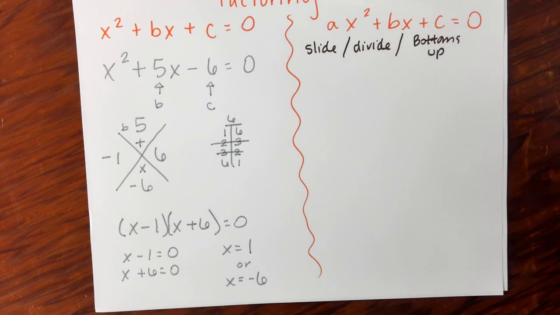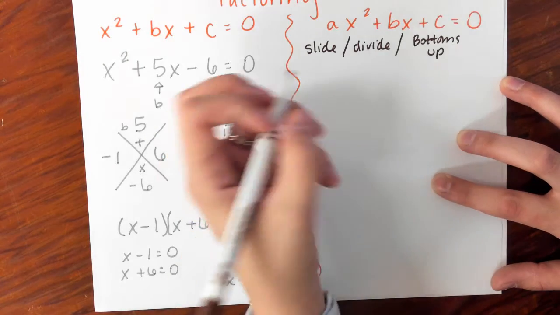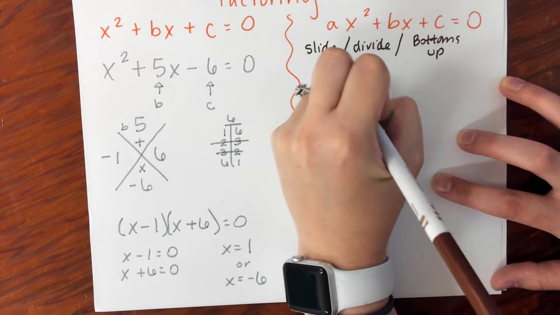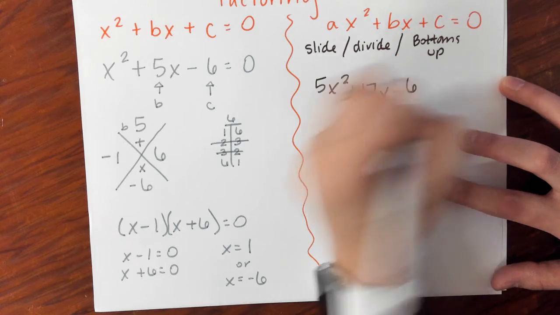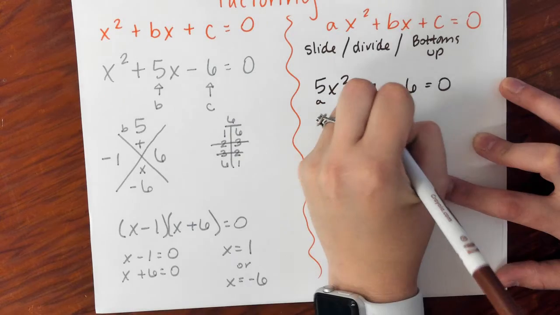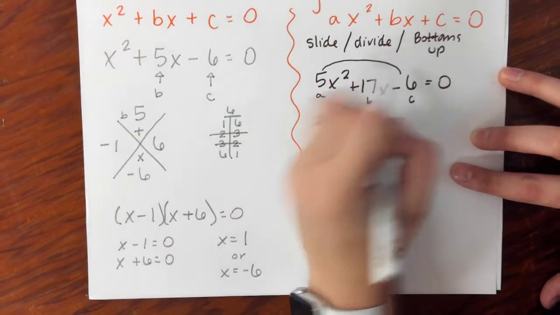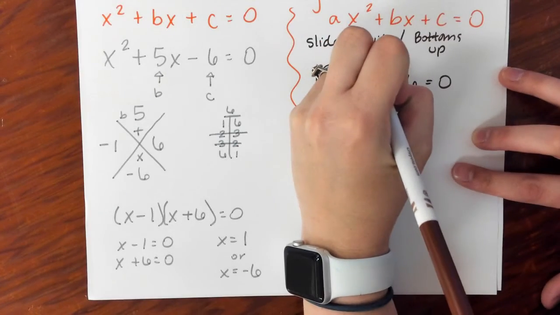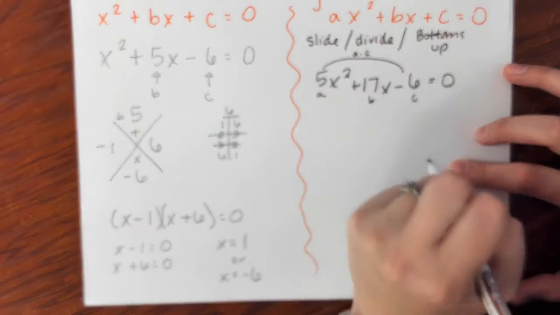And let me grab my equation here. Let's do 5x squared plus 17x minus 6 equals 0. So I have an A, I have a B, and I have a C. So first I'm going to slide and do A times C. That's my slide. So 5 times negative 6.